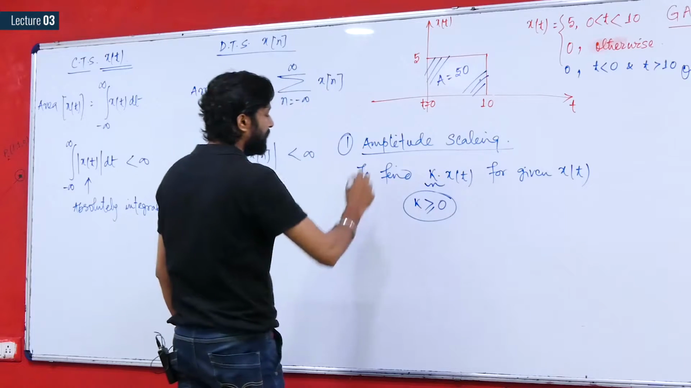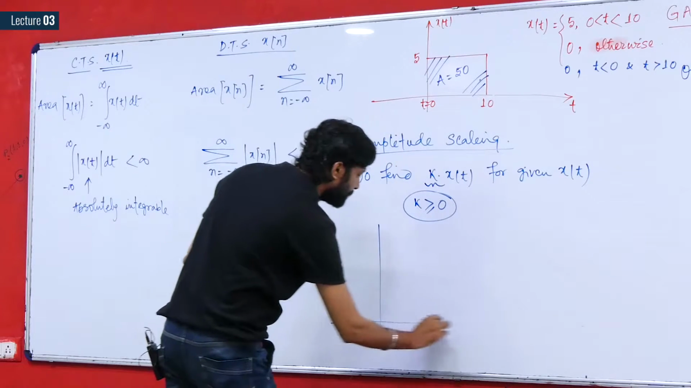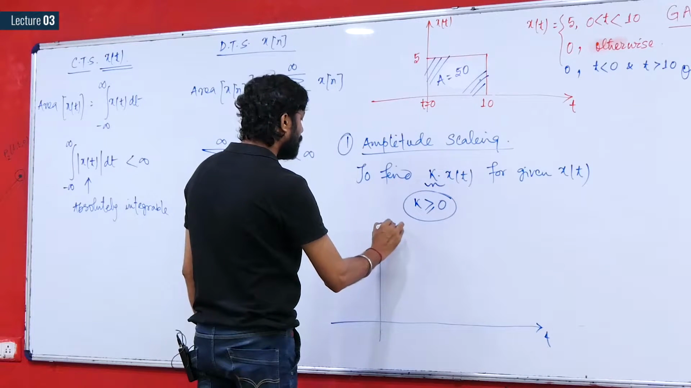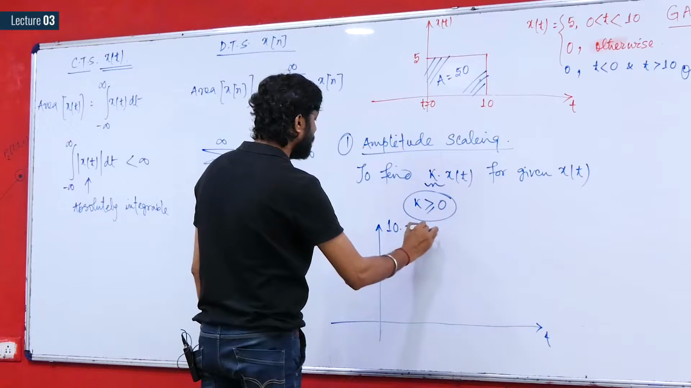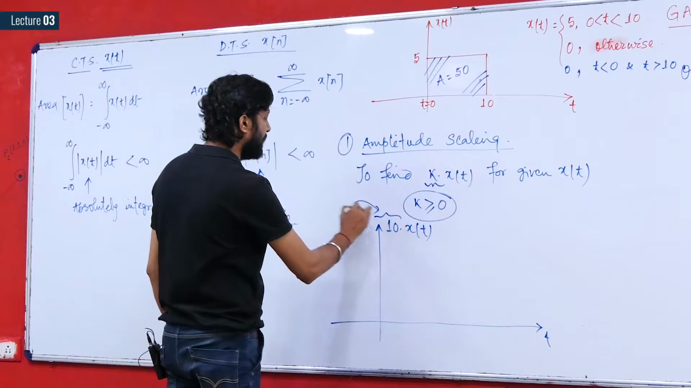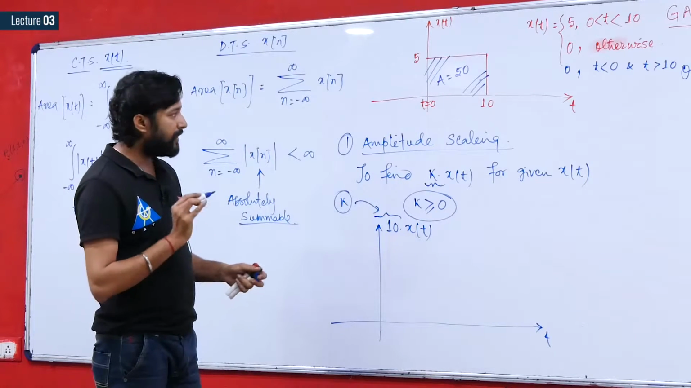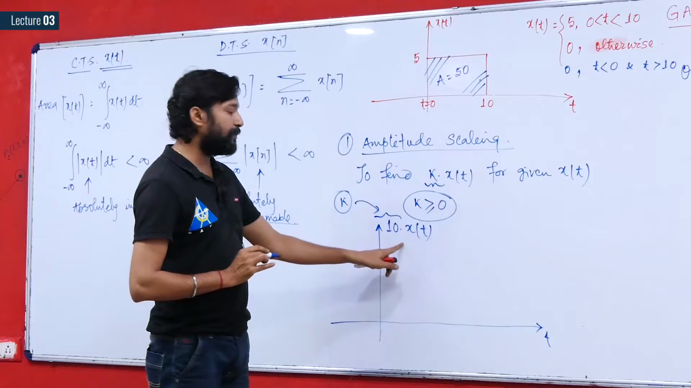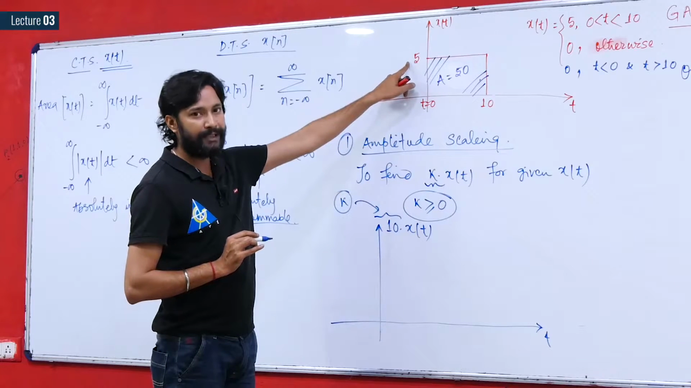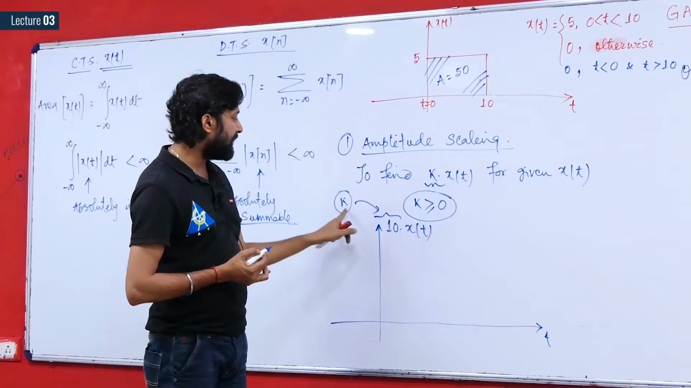You have to find out, for the given signal x of t, 10 into x of t. What we have to obtain now? 10 into x of t, where we have taken k to be this constant, we are taking 10. So if it is x of t and you have to plot 10 into x of t, then you just have to multiply the amplitudes of x of t, which was earlier 5, with this constant value k.